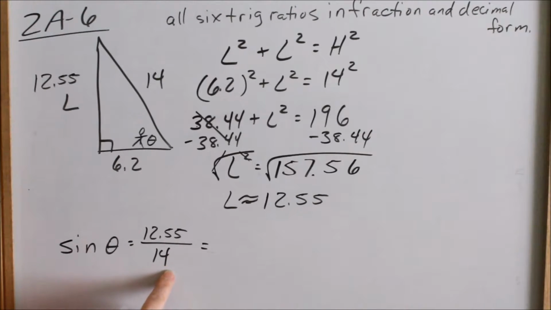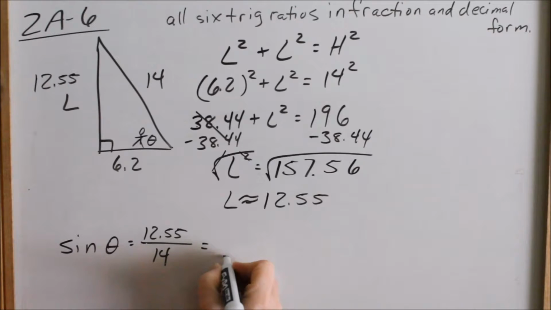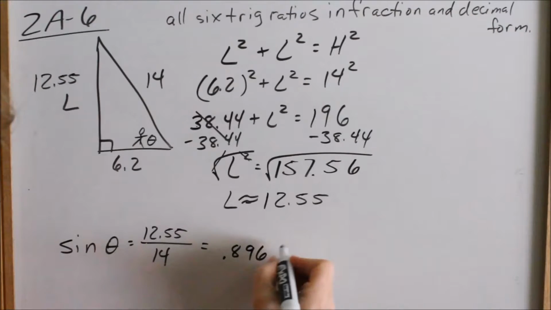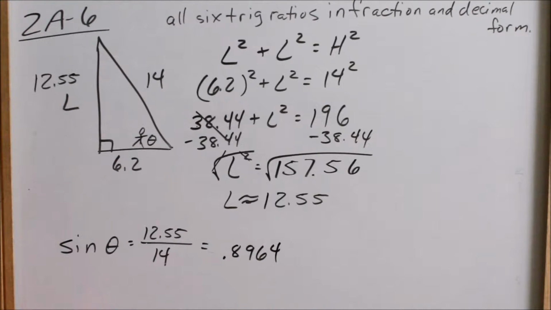Then when they want you to put it in decimal form, you go ahead and divide this out: 12.55 divided by 14, because that's what this symbol means right there. It will be a decimal that is smaller than 1. For sine and cosine, not necessarily for tangent, the decimals you get when you divide this out should be smaller than 1. Put it to 4 decimal places. Trig ratios are usually to 4 decimal places. So that would be 0.8964.